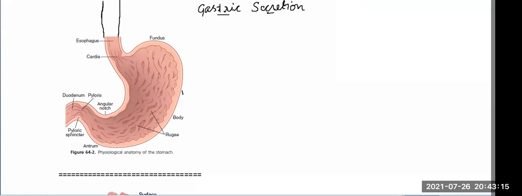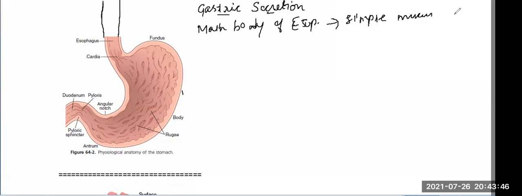So if we talk about the main body of the esophagus, main body, that means the complete esophagus, it is lined with your simple mucous glands, right? The main body of the esophagus is lined with simple mucous glands.